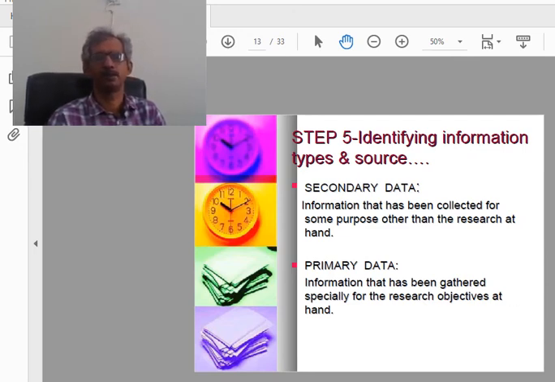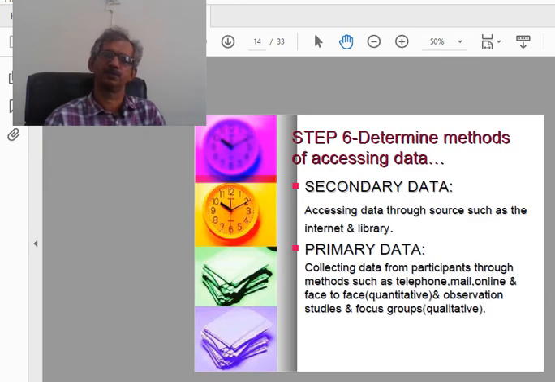And the other is primary data, which is gathered for the first time. The information that has been gathered is specifically for the research objectives at hand, collected by the researcher himself or herself.